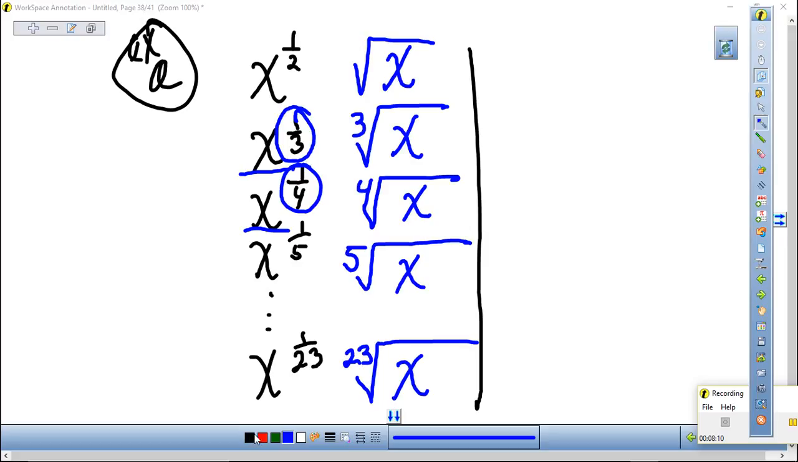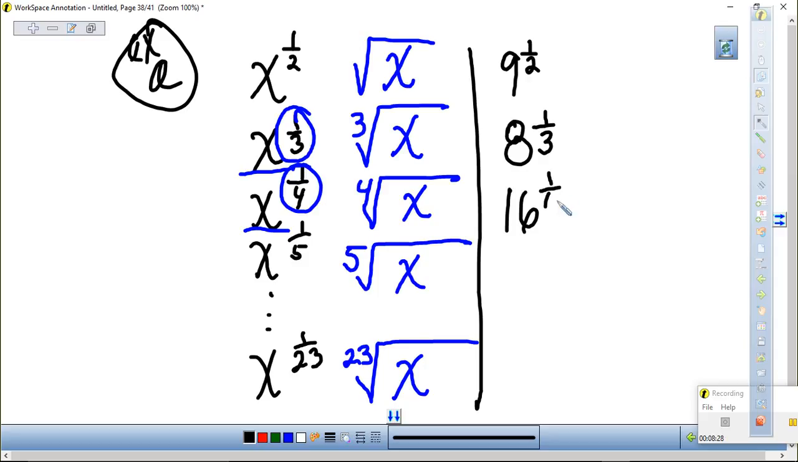All right, let me show you with numbers how this looks. 8. No, let's do 9. 9 to the 1/2. 8 to the 1/3. 16 to the 1/4. All right? Writing utensils down, look up. Let me show you how this works. We said that the 1/2 is a what? Square root, right? So this becomes square root. What is the radicand? So what is square root of 9? 3.